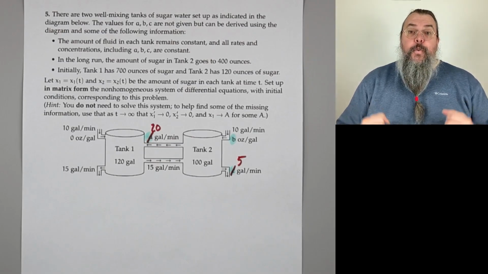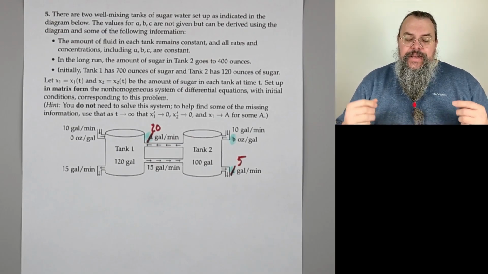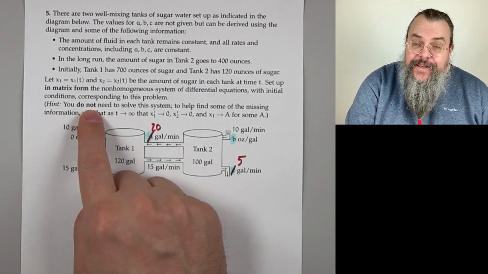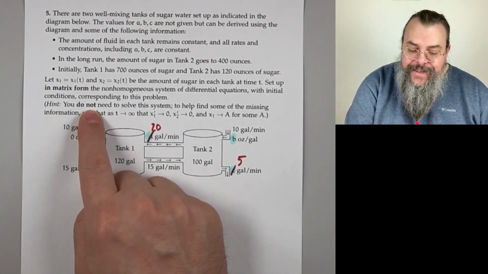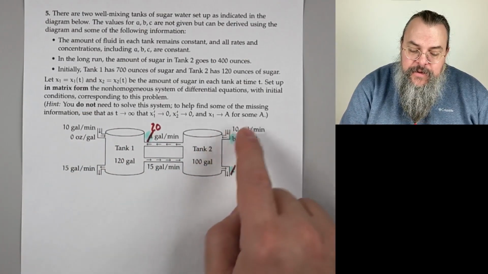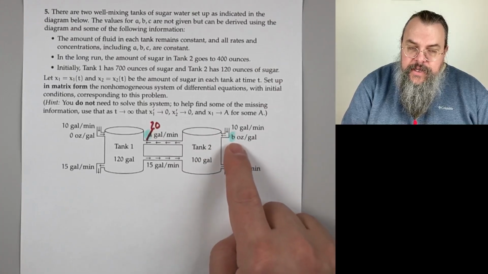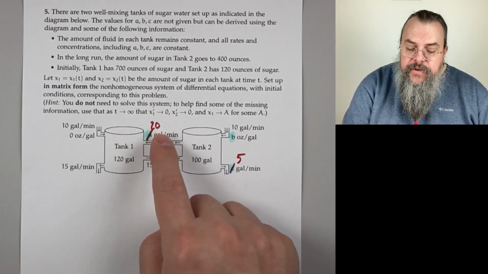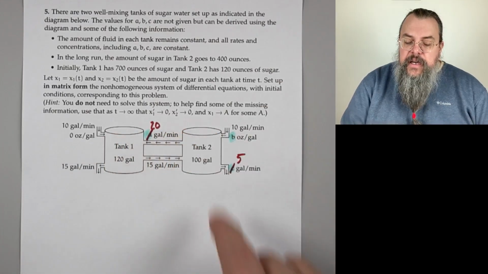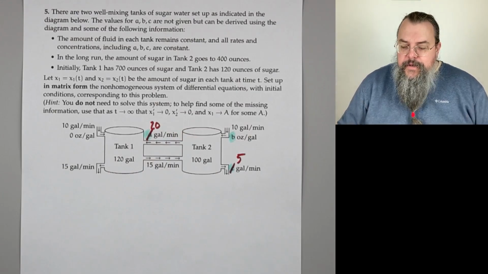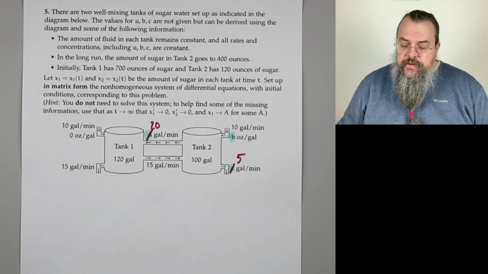Okay. Wow. It's all about the setup. Notice the hint. You do not, our favorite phrase, do not need to solve this problem. And then it says, to help find some of the missing information, we do need help with finding B here. Use that as t goes to infinity, x1 prime goes to 0, x2 prime goes to 0, and x1 has to approach something. Okay, well, let's see if that helps us figure this out.